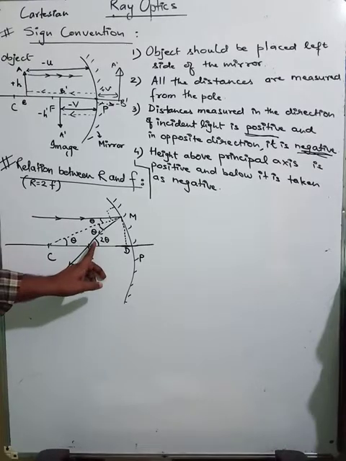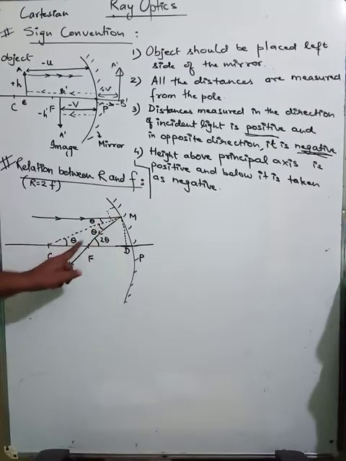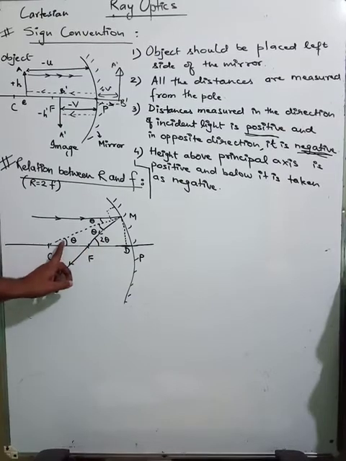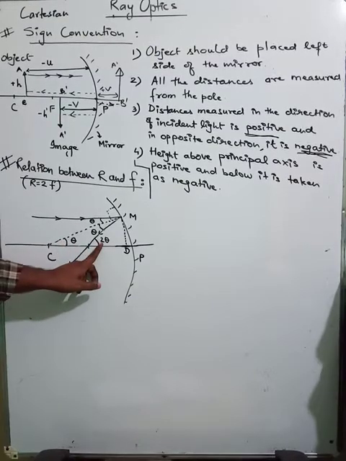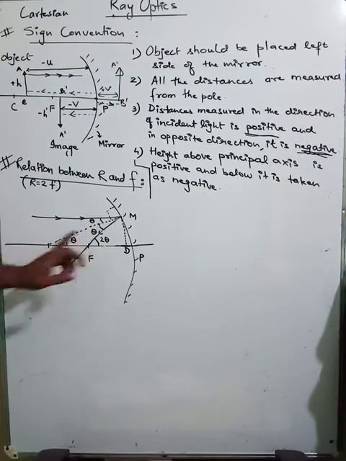Why? Because this is an exterior angle of triangle CFM. See this triangle, and this angle is the exterior angle. So the exterior angle is the sum of the two interior opposite angles. So this theta plus theta becomes equal to 2 theta.